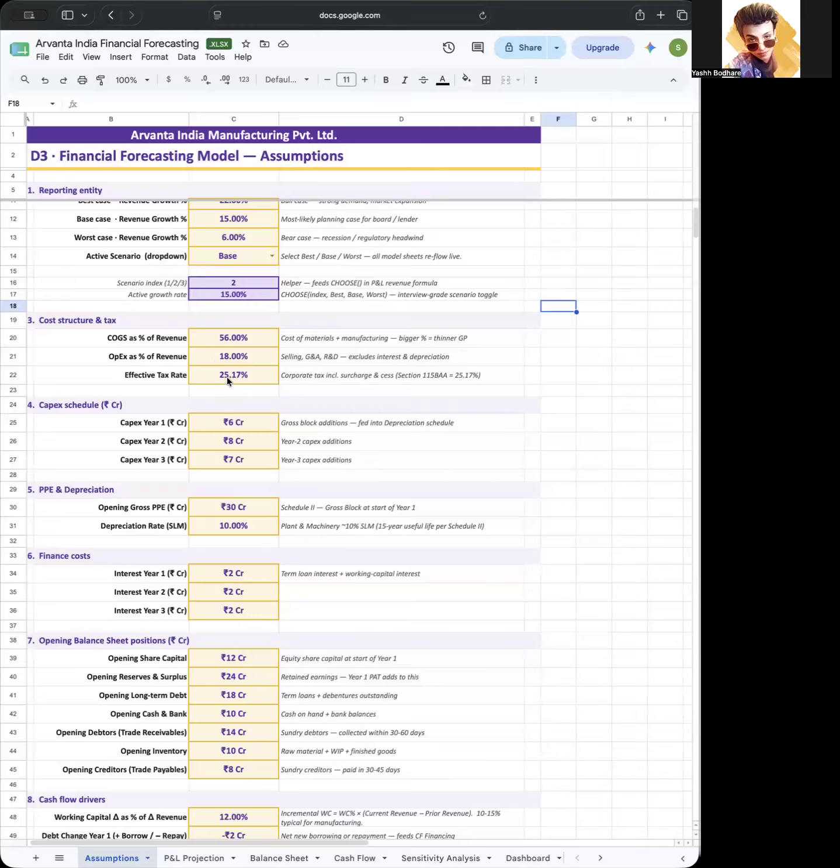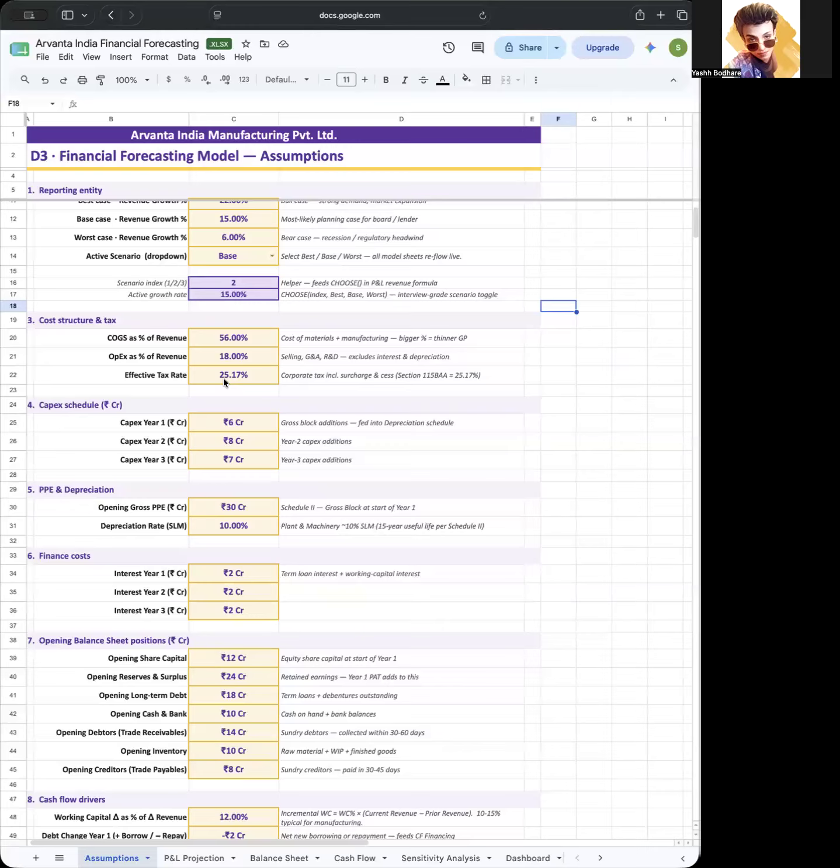This is EBITDA, effective tax rate. So the assumption helps management assess how efficiently the company controls its operating cost base. Now, as you can see, the effective tax rate is 25.17%. This represents the estimated corporate tax applied to profit before tax.